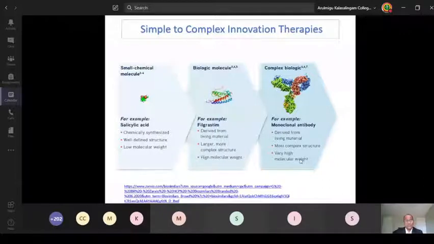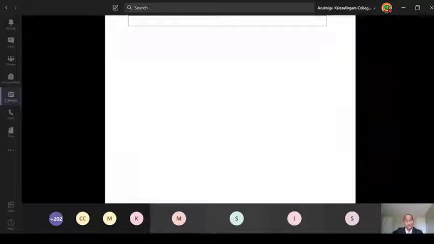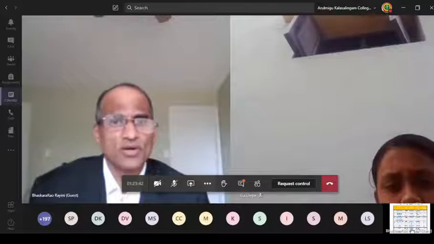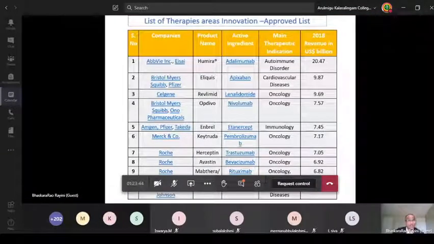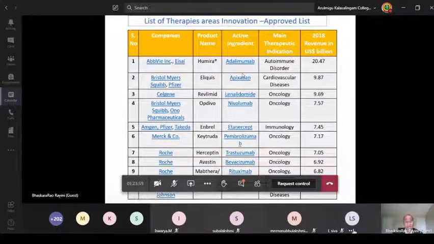So what is the list of innovative biologics and the companies? In this slide, I'm going to talk about all the companies which are embarking upon the exploration of new innovative approaches on the biologics front. The companies here, AbbVie, Bristol Myers, Celgene, Amgen, Pfizer, Merck, Roche, are all brand companies mainly located in Europe and the USA. The active ingredients: this is Humira. Humira is the trade name, and adalimumab is the active ingredient.